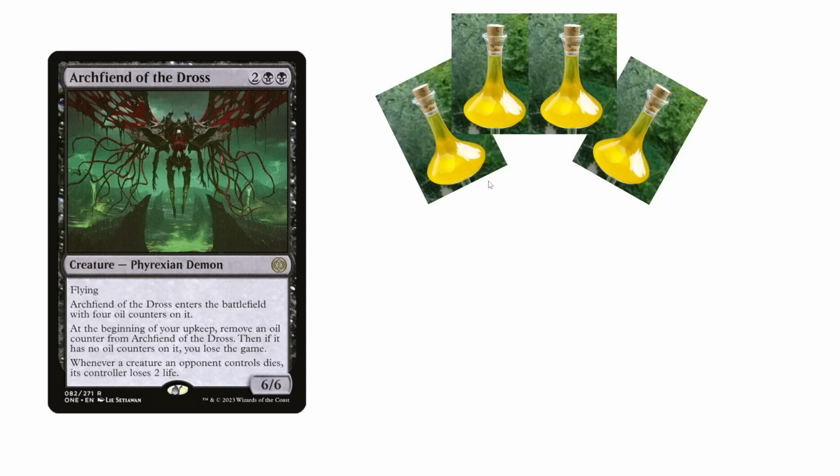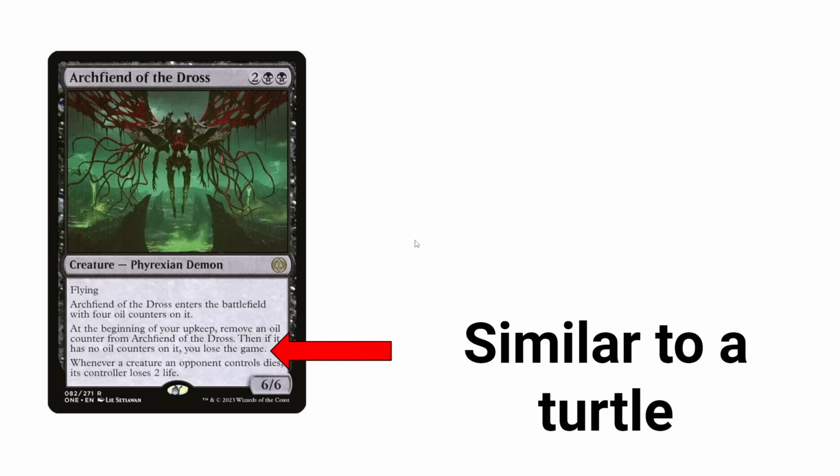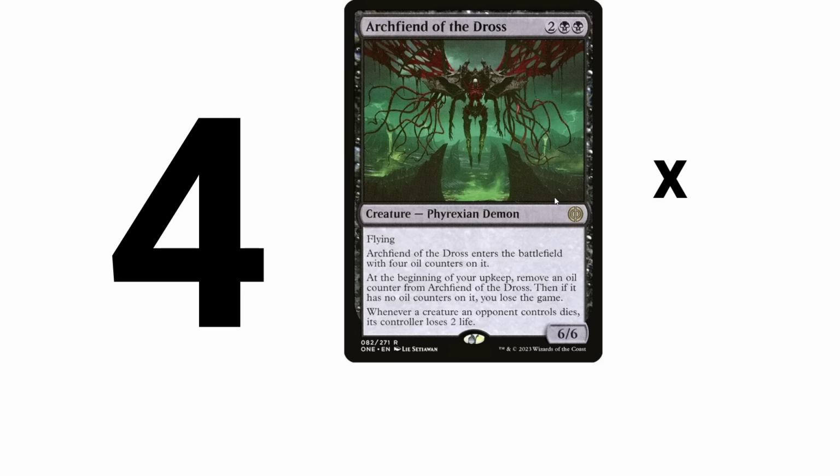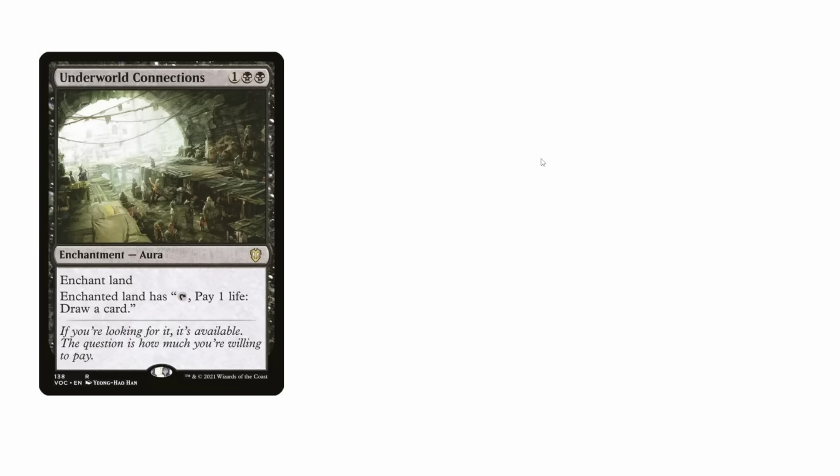Archfiend of the Dross, you get 4 oil counters when it enters the battlefield. At the beginning of your upkeep, remove an oil counter of Archfiend of Dross. And then if it has no oil counters on it, you lose the game. So that's similar to a turtle. It's very slow, but it's very deadly. And I think that's pretty much it. So yeah, we're going to take Archfiend of Dross and we're going to put 4 of them in the deck. I think that's pretty cool.